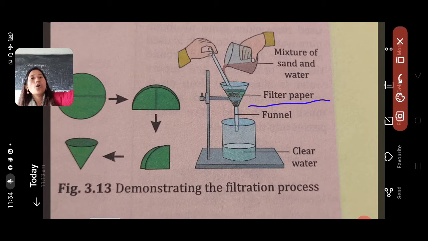So here, with the help of a glass rod, whatever mixture you are pouring, you will simply stir it so that you can let the water enter. After a while, what you will find is that the sand will be in the filter paper, whereas in the beaker you will get clear water. So here you can see how you are separating the unwanted sand from a mixture of sand and water. This process is referred to as filtration.